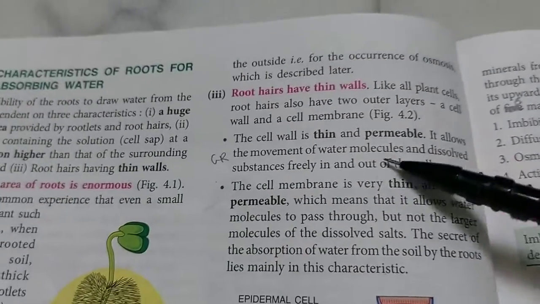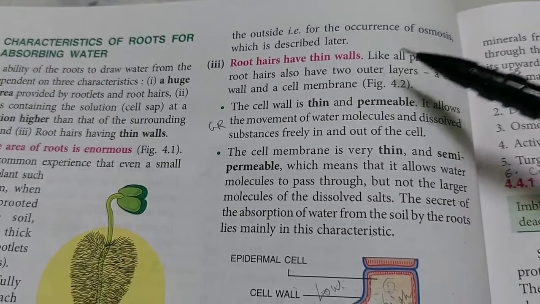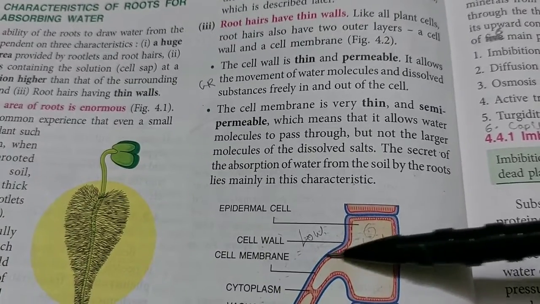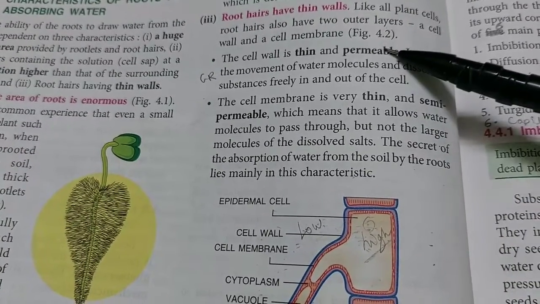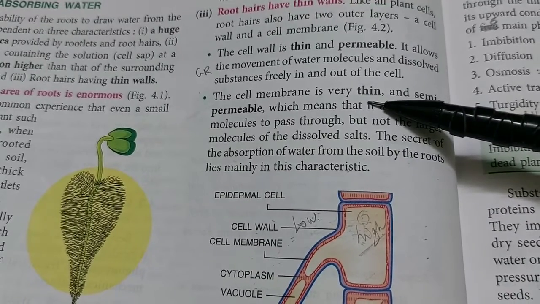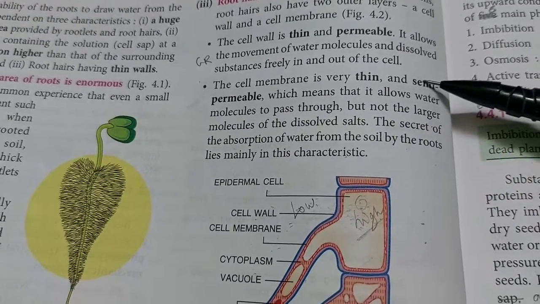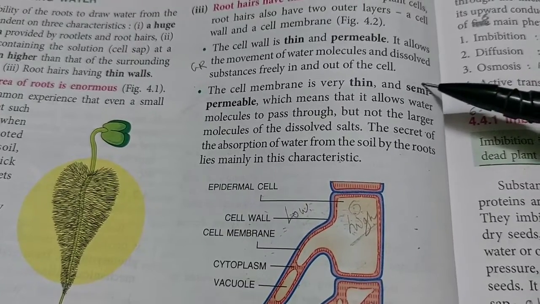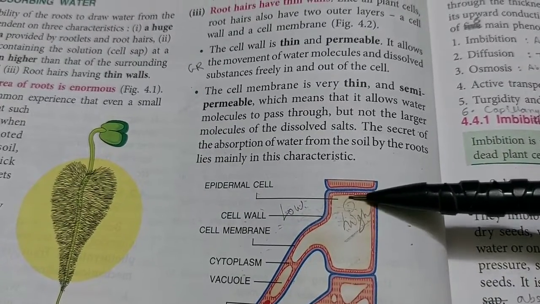Another feature is that root hair have thin cell walls, so that it's not a hurdle for the movement of substances. Cell wall is already freely permeable. Cell membrane is also very thin, and it's semi-permeable, in fact selectively permeable, which is a very important property allowing them to absorb water as well as minerals.